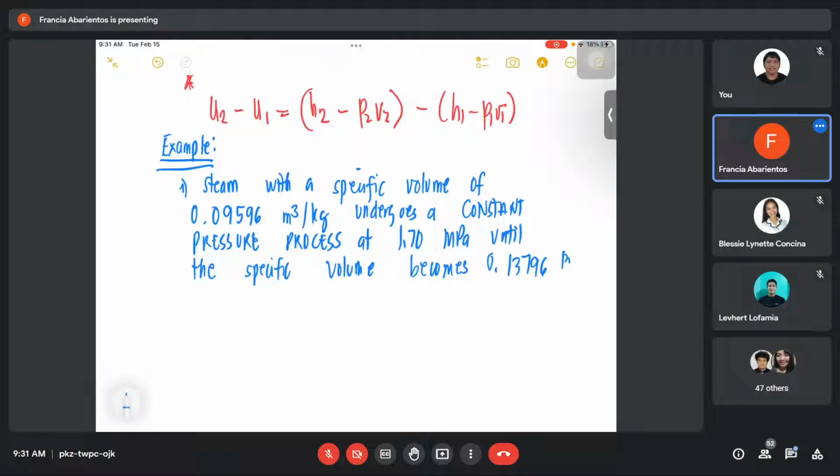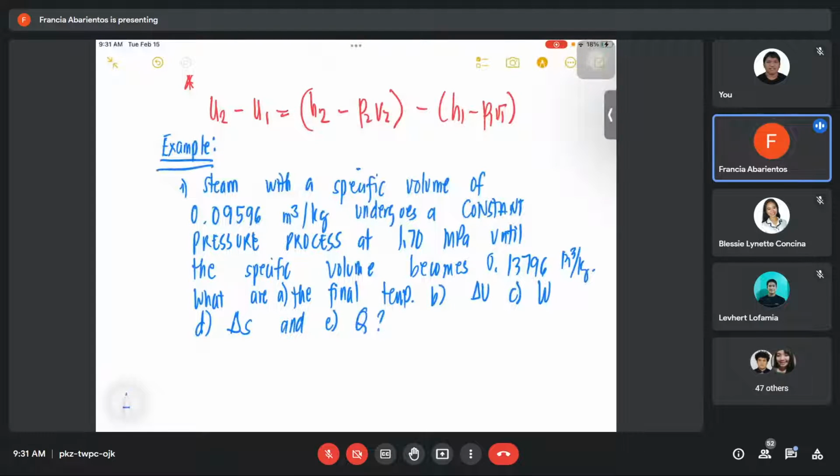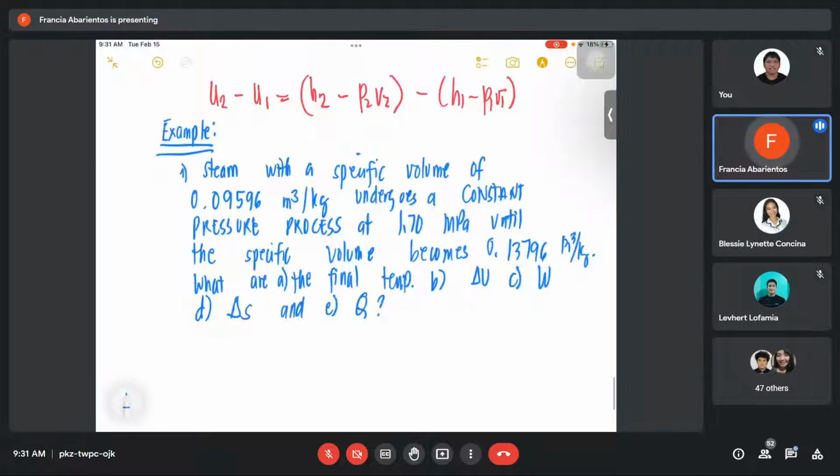So, what are: letter A, the final temperature; letter B, the change in internal energy; the work; letter D, the change in entropy; and E, the transferred heat. Okay? So, what is our solution?